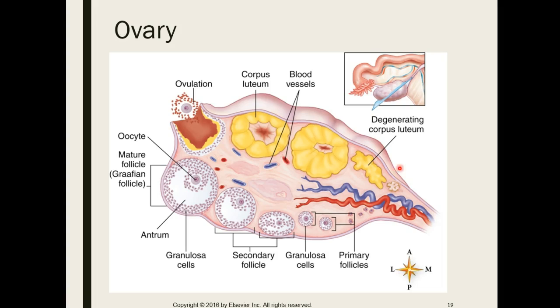So here's kind of the process. This is within the ovary. The cells are going to mature until they become a mature follicle here. And then the ovary essentially ruptures and pushes that oocyte out, pushes that egg out. And then what's left of that follicle turns into the corpus luteum here. That will eventually degenerate and be reabsorbed into the body.